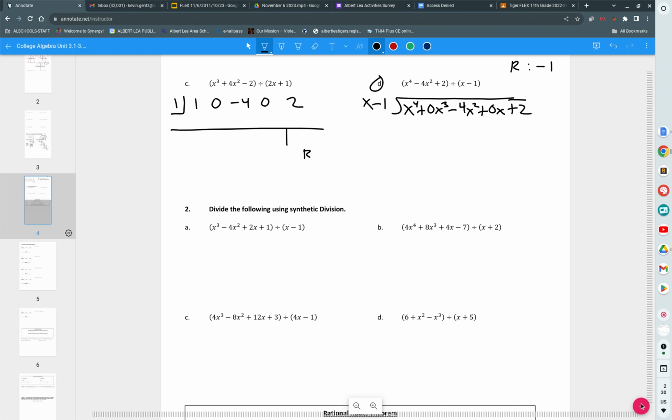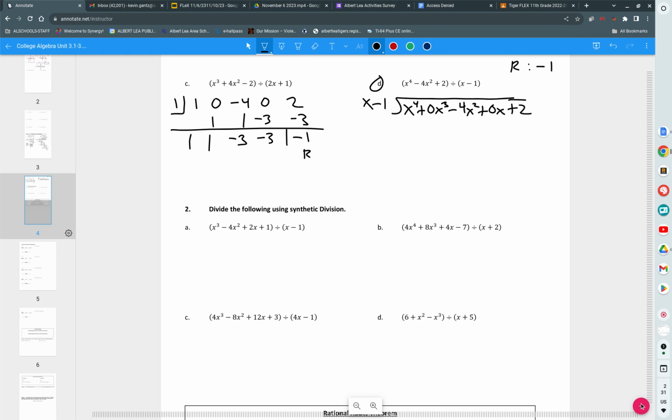But what we do is we take this first number, we just drop it down for 1. Just drop that first number down. And then we multiply. 1 times 1 is 1. And instead of subtracting, we add. It's much nicer to add than it is to subtract, right? 0 plus 1 is 1. Multiply, 1. Add, -3. Multiply, -3. Add, -3. Multiply, -3. Add, -1.